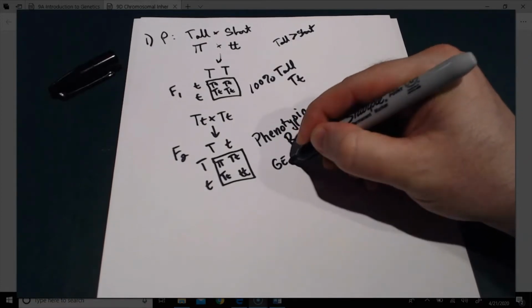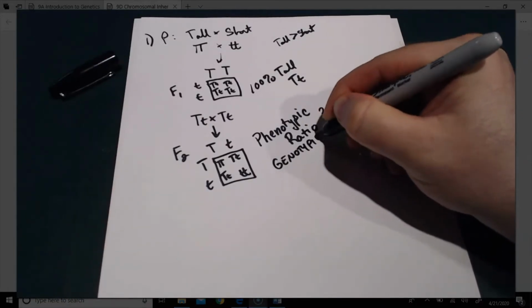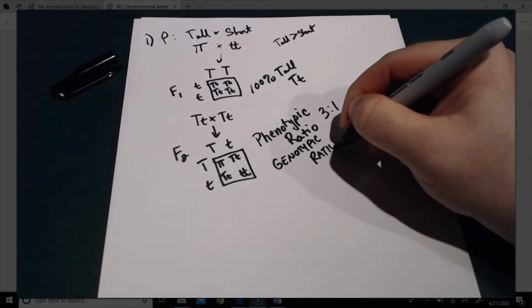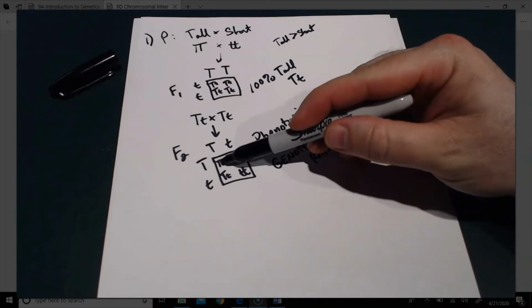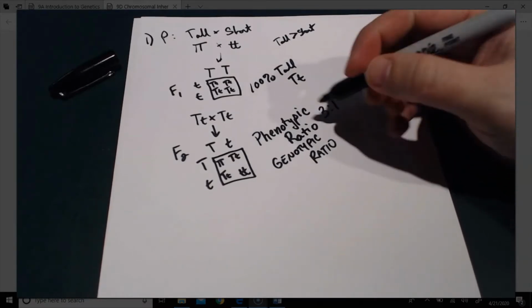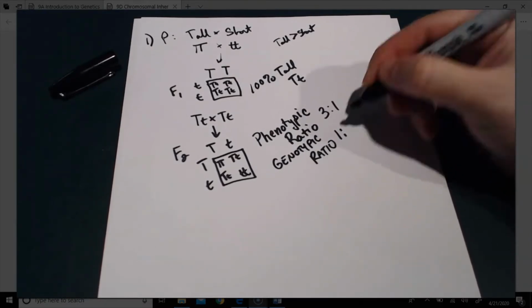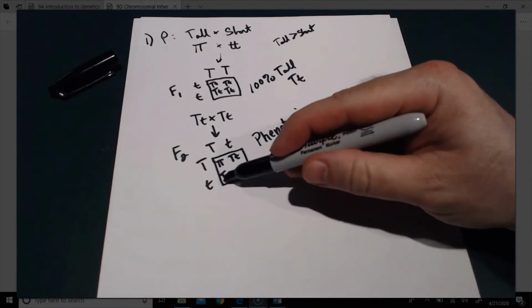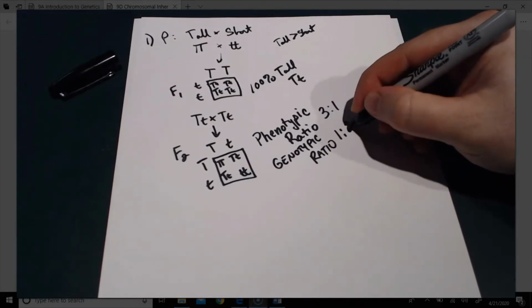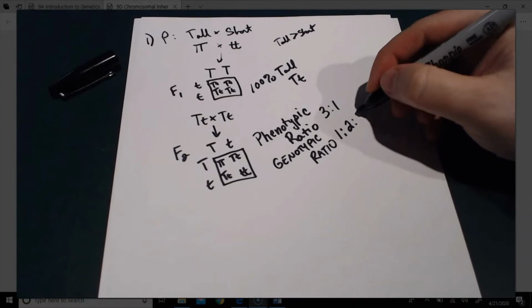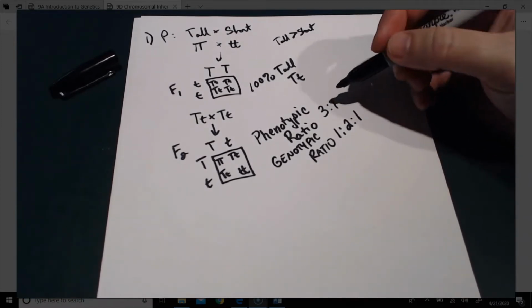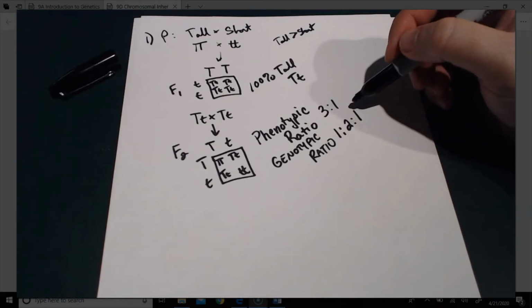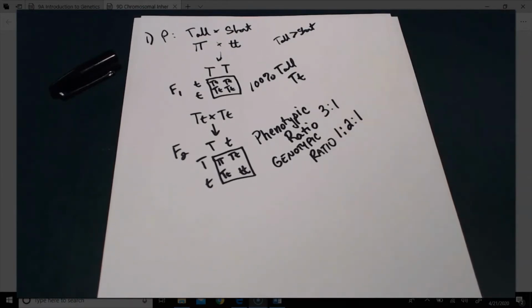Now the genotypic ratio is a little different because that's what the genes are. So in this case I have homozygous dominant, 2 copies of the dominant allele. I have 1 big T, and I have 2 heterozygotes, 2 big T, little t, and 1 little t. So there's your answer for the F2 generation. We have a phenotypic ratio of 3-to-1, and a genotypic ratio of 1 to 2 to 1.